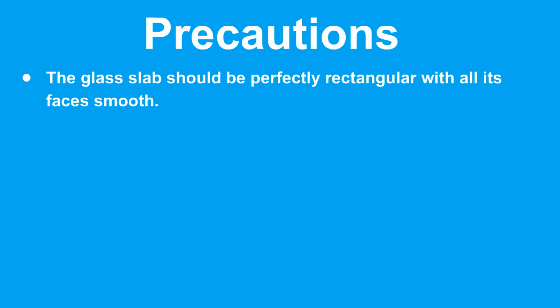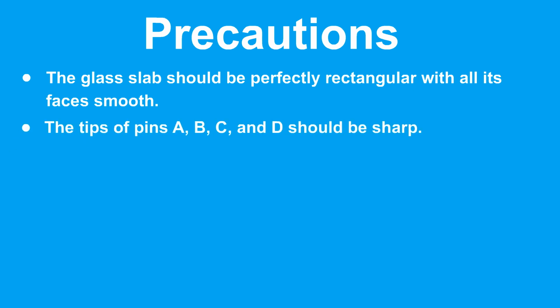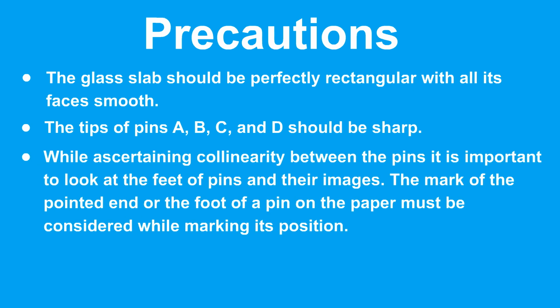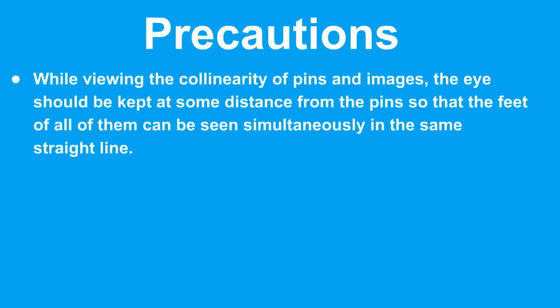Precautions. The glass slab should be perfectly rectangular with all its faces smooth. The tips of pins A, B, C and D should be sharp. While ascertaining collinearity between the pins, it is important to look at the feet of the pins and their images. The mark of the pointed end or the foot of the pin on the paper must be considered while marking its position. Fourth, while viewing the collinearity of pins and images, the eye should be kept at some distance from the pins so that the feet of all of them can be seen simultaneously in the same straight line.